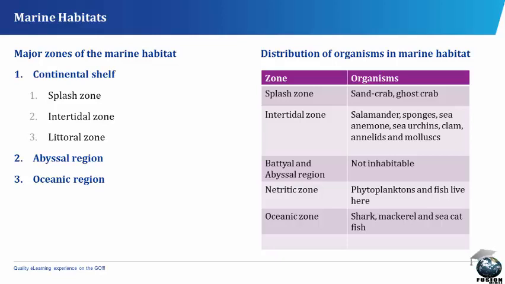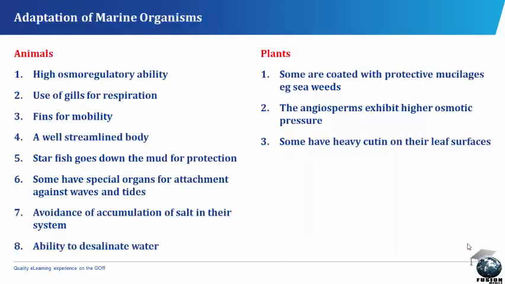As we can see on the screen, there are different zones and the organisms that occupy them. The splash zone is made up of sand crab and the ghost crab, while the intertidal zone is made up of the salamander, the sponges, the sea anemone, the sea urchins, the clam, the annelids, and the mollusk, while the bathyal and the abyssal region is not inhabitable. In the neritic zone, the phytoplanktons and fish live here, while in the oceanic zone, the shark, the mackerel, and the sea catfish make up the organisms that dwell there.